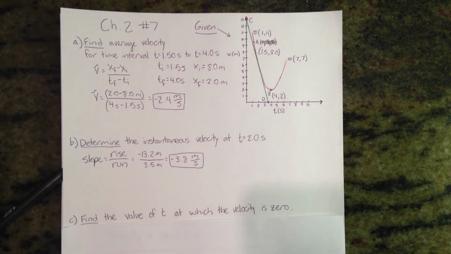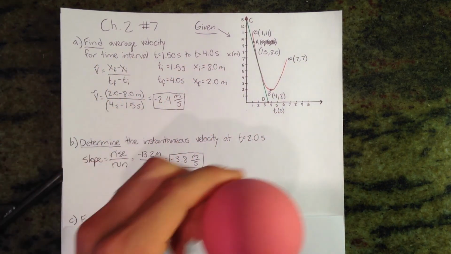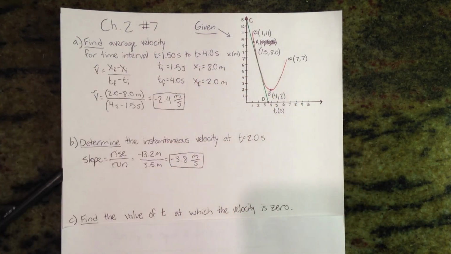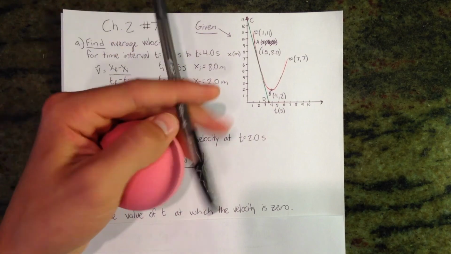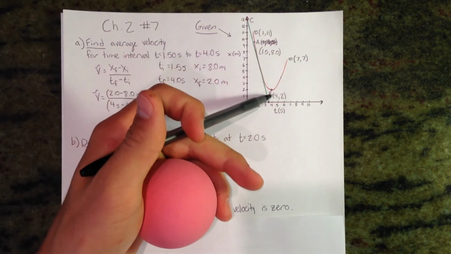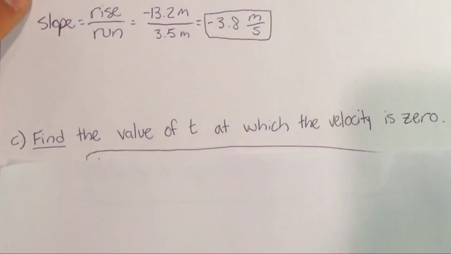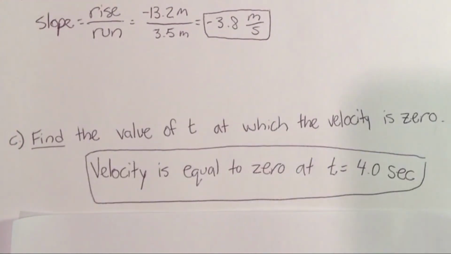And the way we look for this answer is we're finding at what point it stops. And on this graph it shows right here at point B. That is that point. And so the velocity is equal to 0 at time equals 4 seconds.